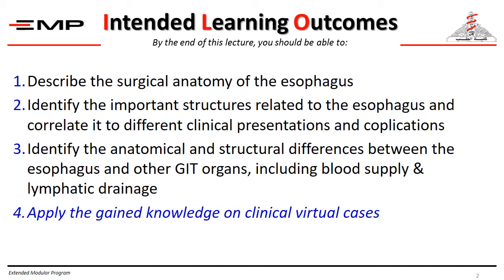By the end of this lecture, you should be able to describe the surgical anatomy of the esophagus, to identify the important structures related to the esophagus, and correlate it to different clinical presentation and complication. To identify the anatomical and structural difference between the esophagus and other GIT organs, including the blood supply and lymphatic drainage, and to apply this gained knowledge on clinical virtual cases.